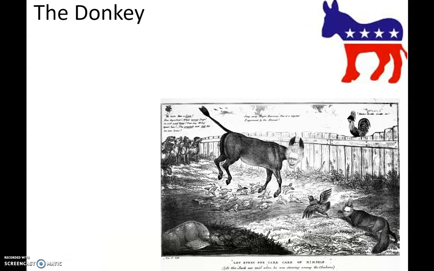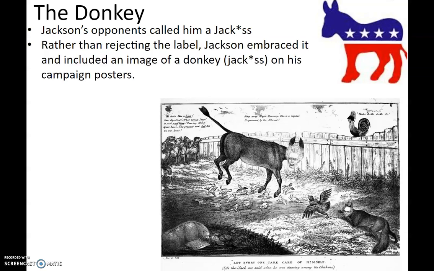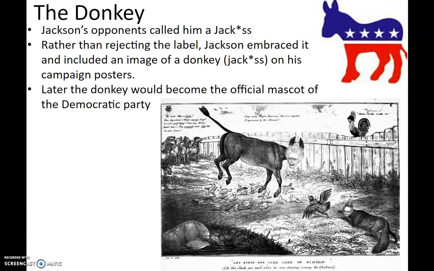Also, real quick, the Democratic Party today, its mascot is the donkey. This starts back then. We're adults here, so I'm going to put this on the screen and assume you're giggling to yourselves. Andrew Jackson's opponents called him a bad word that starts with Jack, which is, Andrew Jackson. And instead of being mad, Andrew Jackson embraced it. He goes, heck yeah, I'm one of those. In fact, yeah, just put the donkeys on all my campaign posters. And that is how the donkey becomes the mascot for the Democratic Party.